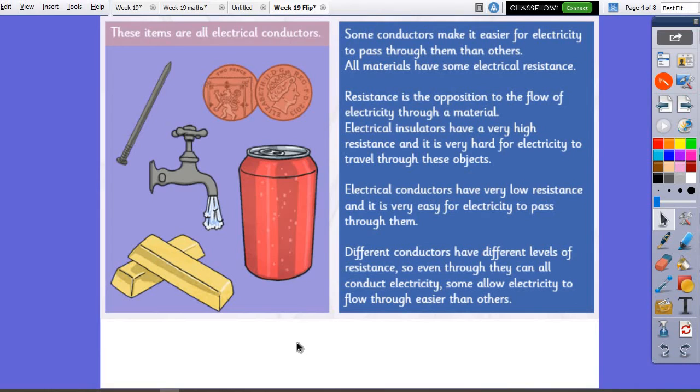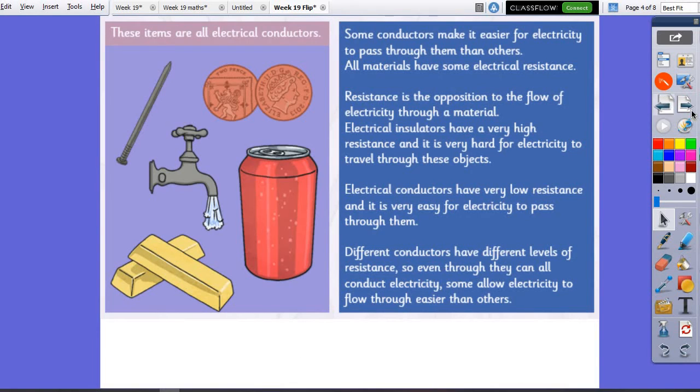So these items are all electrical conductors. Some conductors make it easier for electricity to pass through them than others. All materials have some electrical resistance. Resistance is the opposition to the flow of electricity through a material. Electrical insulators have a very high resistance, so it is very hard for electricity to pass through them. Electrical conductors have a very low resistance, and it is very easy for electricity to pass through them. Different conductors have different levels of resistance, so even though they can all conduct electricity, some allow electricity to flow through easier than others.